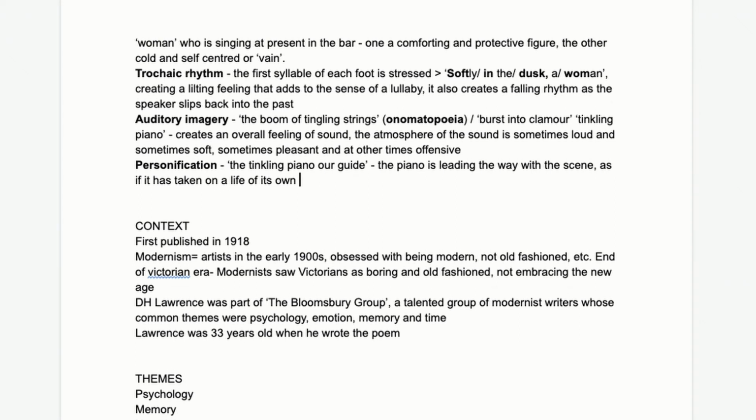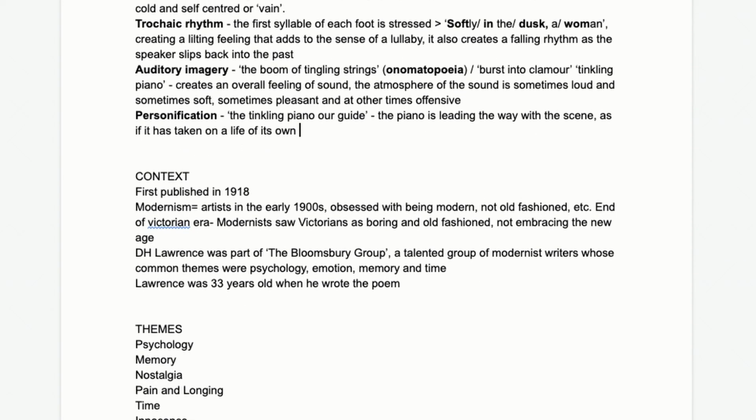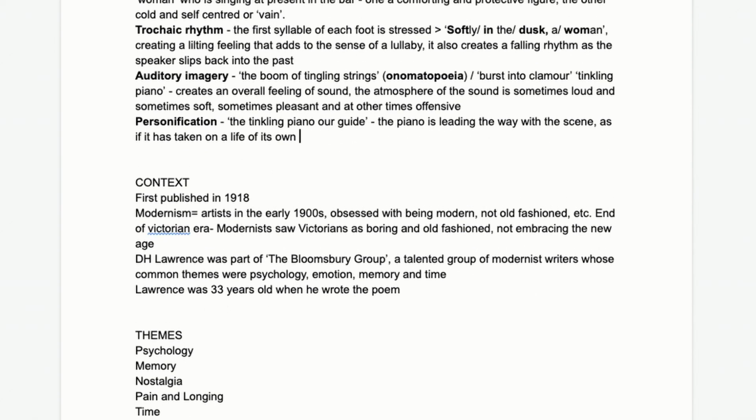And finally, for language, we've got personification, "the tinkling piano, our guide." So the piano turns into a guiding figure, a leading presence. It's also maybe protective or helpful to him as a child, and it takes on a life of its own. So the music comes to life physically in this poem.